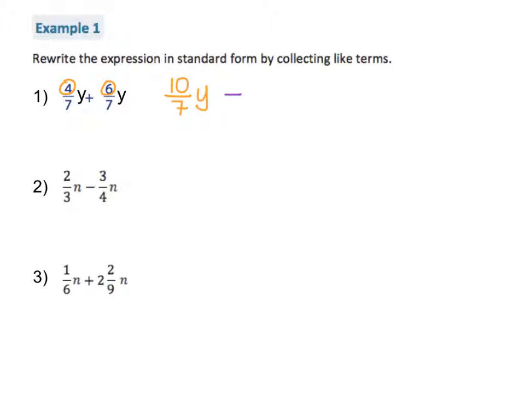Now let's take that the next step and change it into a mixed number. How many 7s fit into 10? One whole group of 7. And if we pull out a group of 7, we'd have 3 leftovers. So an equivalent answer would be 1 3/7 y. You could check by making it back into an improper fraction to make sure that you converted it correctly.